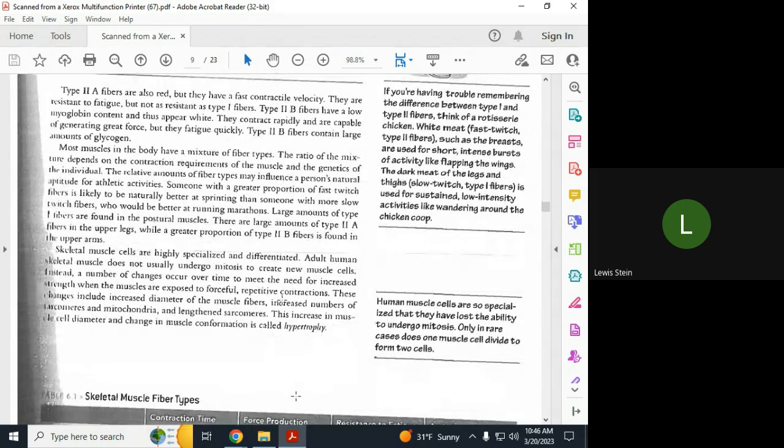And again, they're not mitotic. All they do is undergo hypertrophy, not hyperplasia. You can make what you've got bigger, but not more.